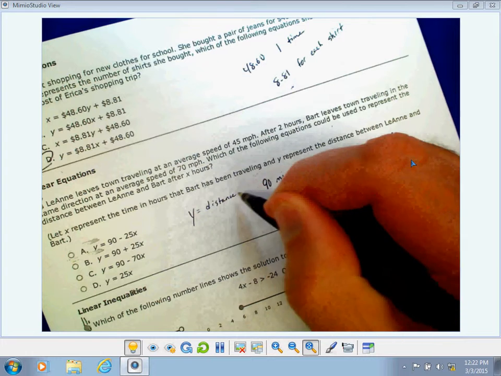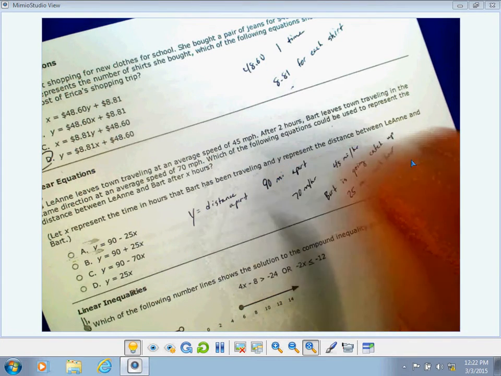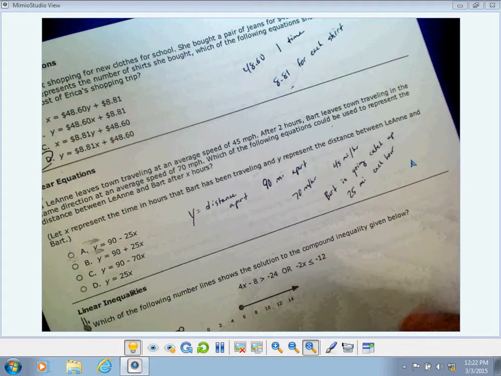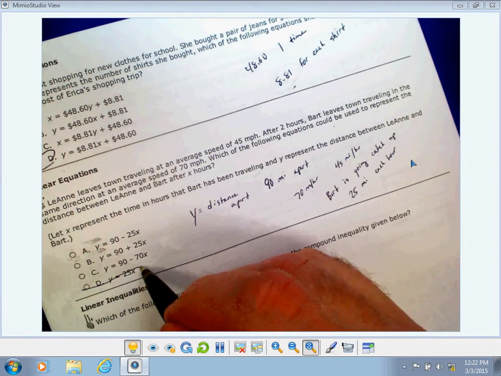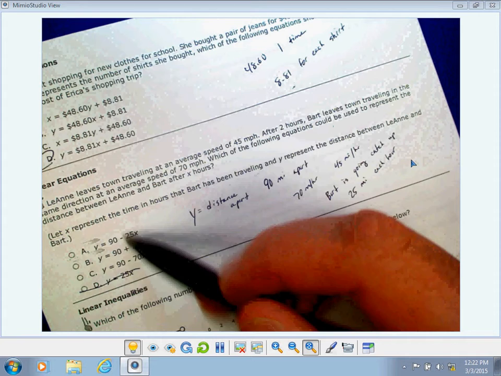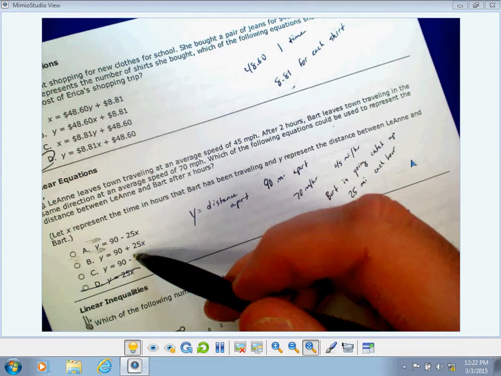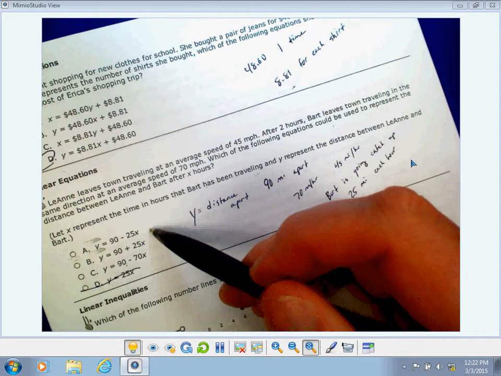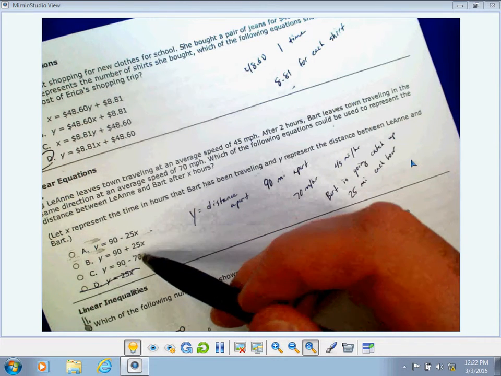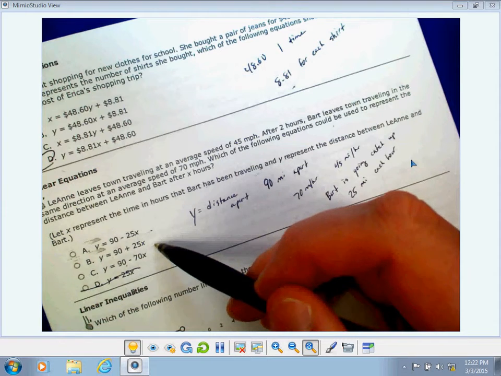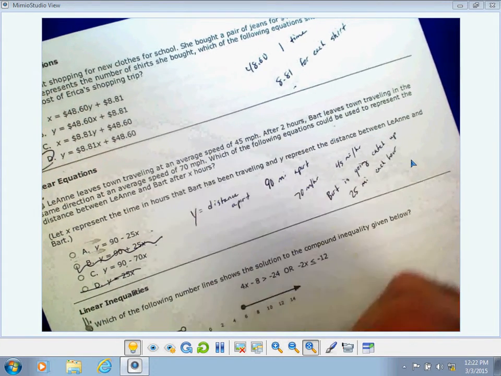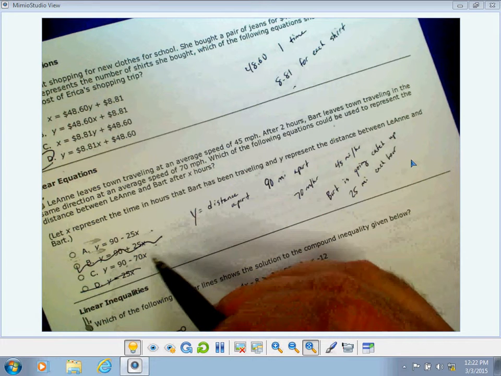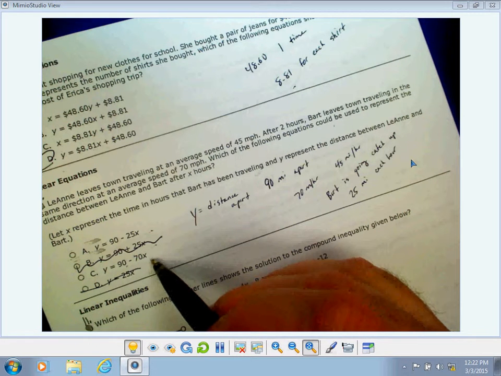So that is going to go down, right? It's going to start at 90, but the distance they are apart is going to go down every hour. This one doesn't say anything about starting at 90, so we're out of that. These three say start at 90. This one says lose 25 miles every hour of distance between them. This one says gain 25 miles of distance between them. We know they're not gaining distance. It's not that. And this one says you're going to lose 70 miles every hour.